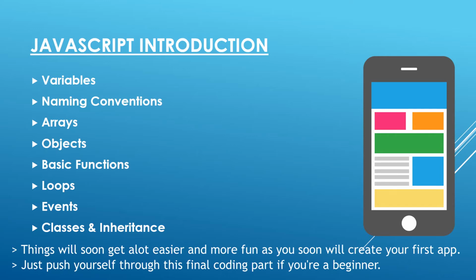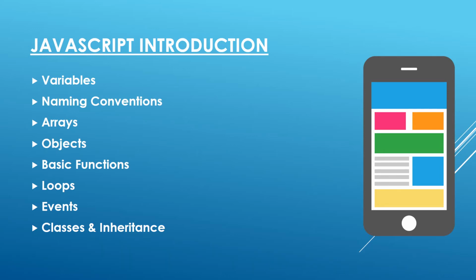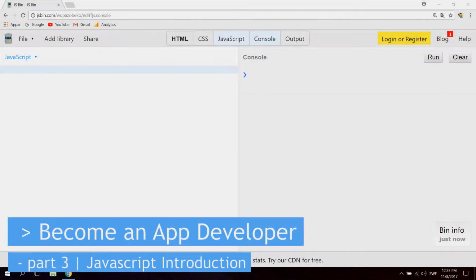Now in this JavaScript introduction, you will learn anything you need to know just to get started with some basic JavaScript. We're gonna cover variables, naming conventions, arrays, objects, basic functions, loops, events, classes, and inheritance. So let's get started with learning some basics of JavaScript. Now this tutorial is quite long, so I recommend that you take your time. Also, this tutorial is intended for beginners, so if you're an experienced JavaScript developer, I would recommend you to skip this part of the tutorial.